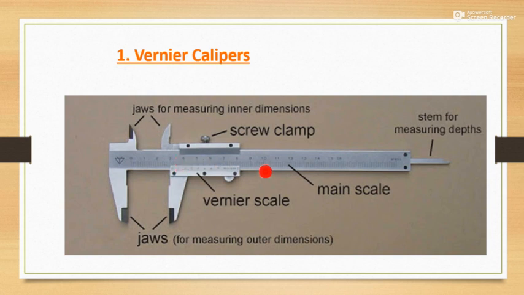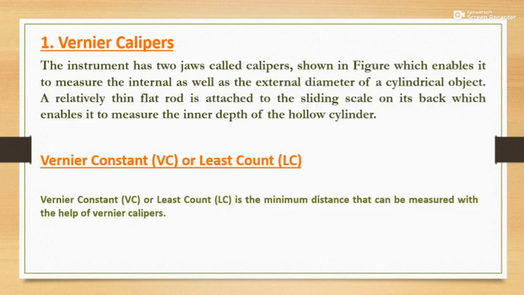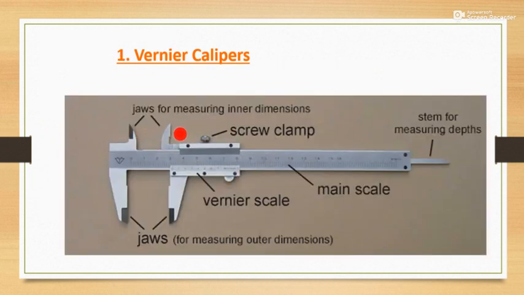Now, how to find the object's length. The vernier caliper instrument has two jaws called calipers, shown in the figure, capable of measuring the internal as well as external diameter of objects. A relatively thin flat rod is attached to the slide scale on the back, which enables measuring the inner depth of a hollow cylinder. It means that this part is used to find the inner diameter, and this part is used to find the depth of objects.